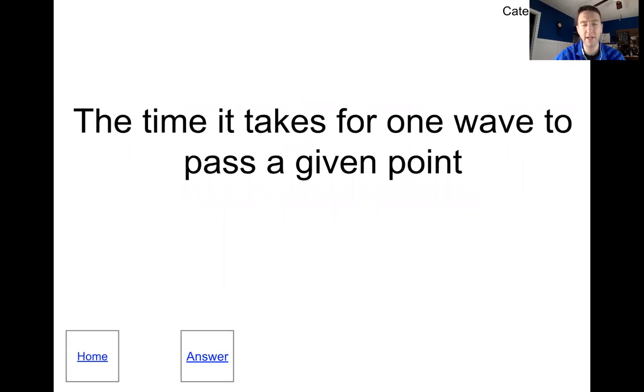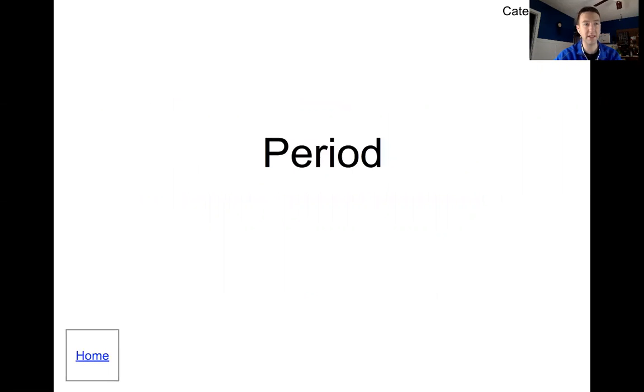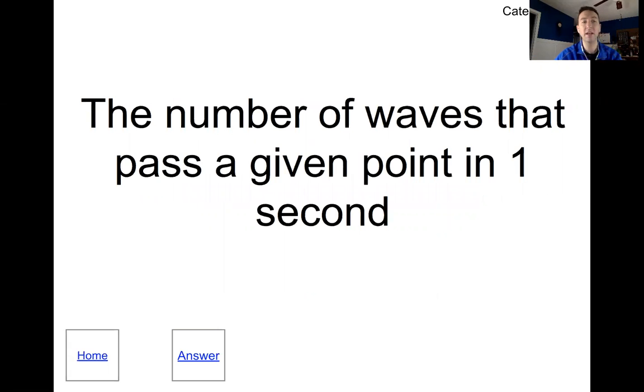Time it takes for one wave to pass through a given point. So time it takes for one wave, not the number of waves. One wave is the period of the wave, how long it takes a single wave to occur. This is the other one, the number of waves that pass a given point in 1 second. That is the frequency. Frequency, how many waves in a second; period, the time it takes for one wave to happen. Remember, they are inverses of each other.